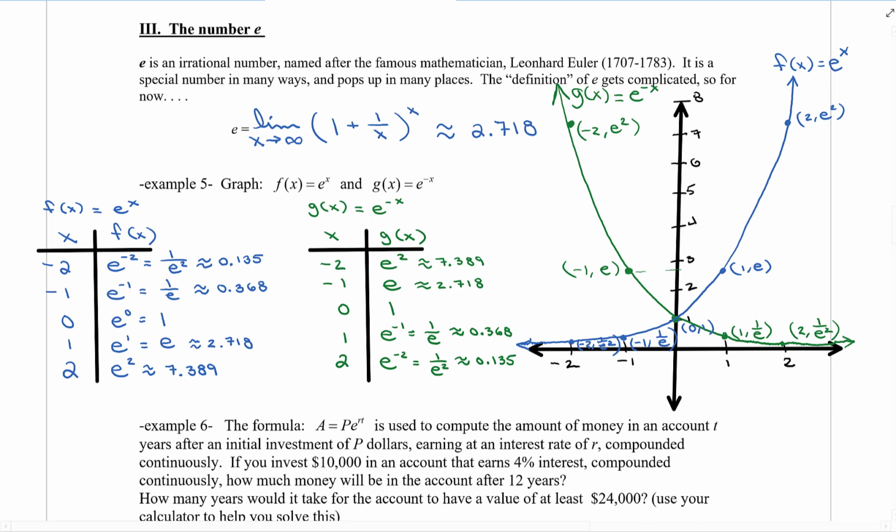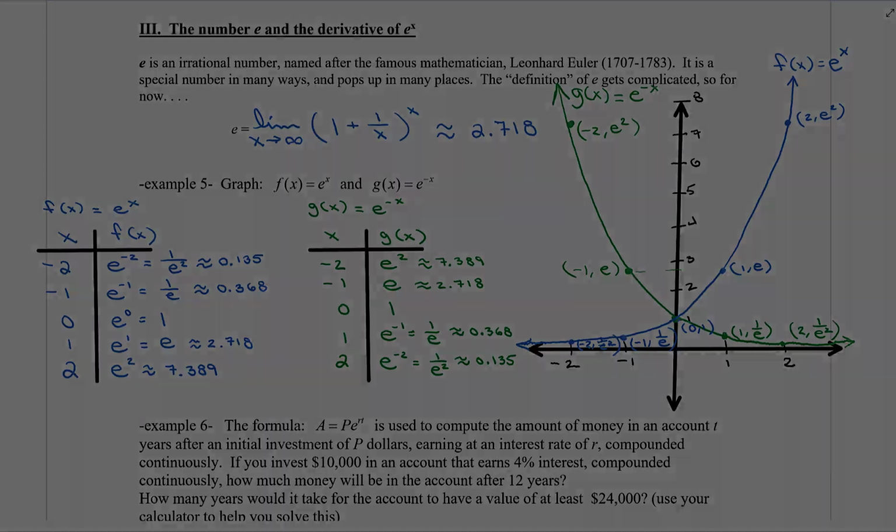So you can see by looking at this coordinate plane that these two functions are symmetrical about the y-axis. They're like the mirror image of each other across the y-axis. Let's move on to example number 6.